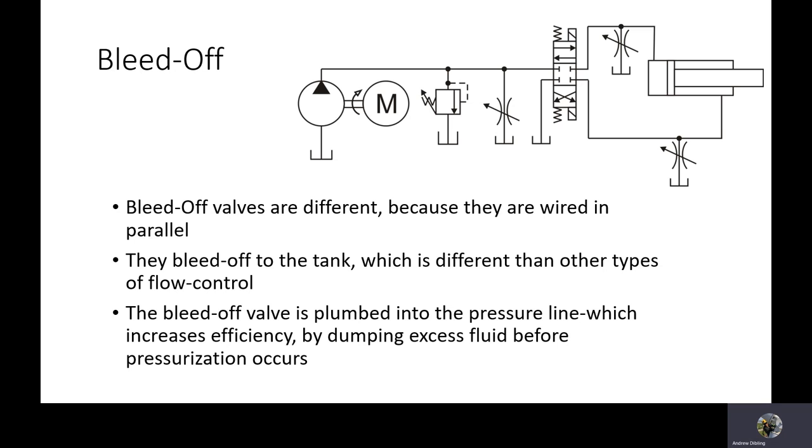The bleed off valve is plumbed into the pressure line, which increases efficiency by dumping excess fluid before it gets a chance to get pressurized. So the pump can circulate the fluid, and the motor doesn't have to work as hard because it's not pumping against any head pressure. So this is a great way to save energy on a system. Now, if I added an accumulator to this system, I could actually reduce even further the amount of energy required to run my pump.